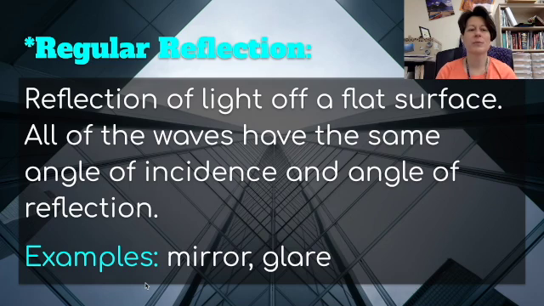So it has regular reflection, reflection of light off of a flat surface. This is where all of the waves have the same angle of incidence and angle of reflection. For example, mirrors and glare. Here in the background, we have windows that are acting as mirrors with a very crisp image. And glare is when all the light is reflecting into your eyes, say off of water, and that is regular reflection.